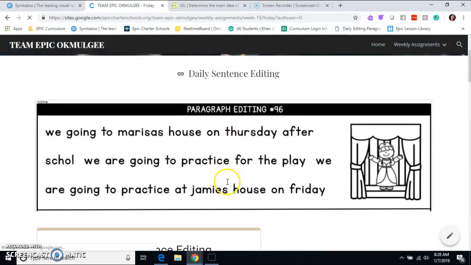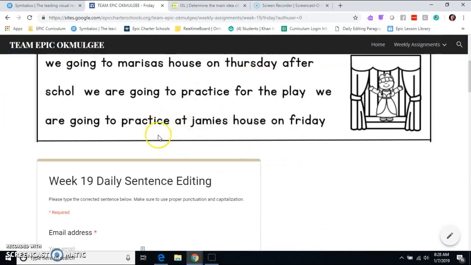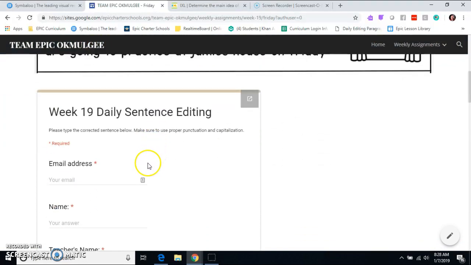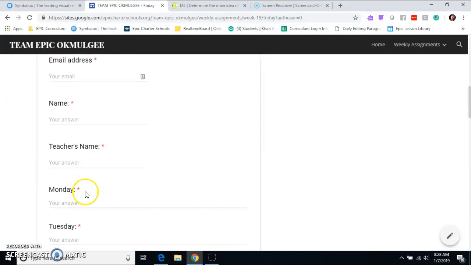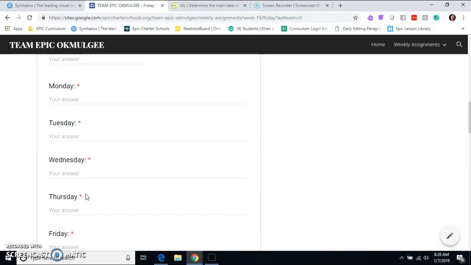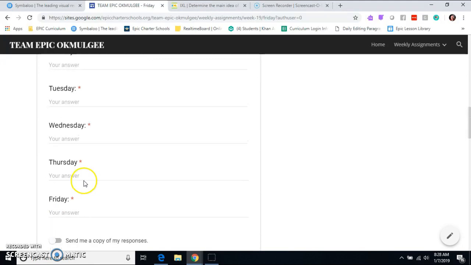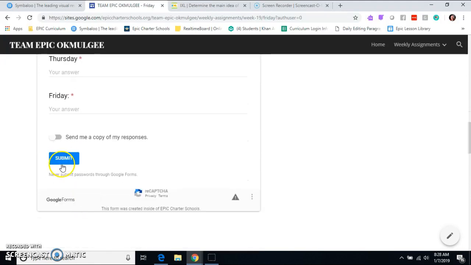On Friday, after you finish this, you will take your journal that you wrote down all your corrected sentences and you will fill out this Google form for a grade. You will put your email, your name, and your teacher's name, and then you will type Monday's sentence correctly, Tuesday's sentence correctly, Wednesday's sentence correctly, Thursday, and Friday, and then you'll click Submit.